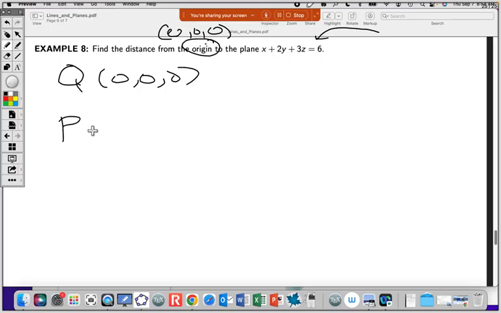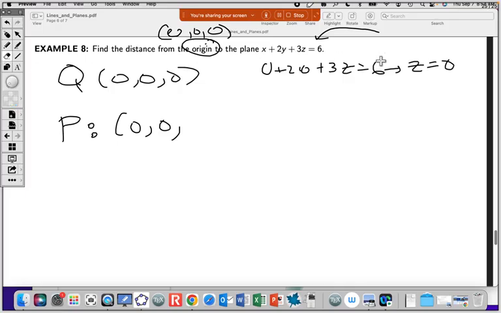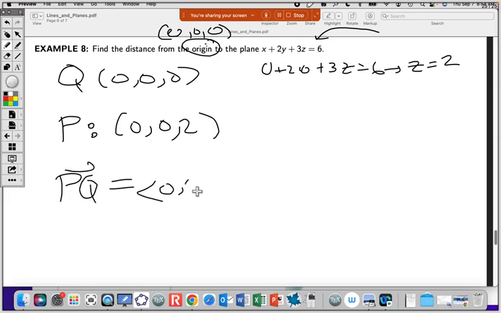Now I need to come up with a point that is on the plane. So what's a quick way to figure out a point on this plane? 0, 0, 0 isn't on it, but 0, 0 what would be? Good, 2. Whoops, not 0, 2. So a quick way to find a point on the plane is to zero out 2 of the coordinates. And we'll talk more about this tomorrow when we're talking about graphing surfaces. So if I look at the vector from P to Q, that's 0, 0, 2. So that's my vector from P to Q.